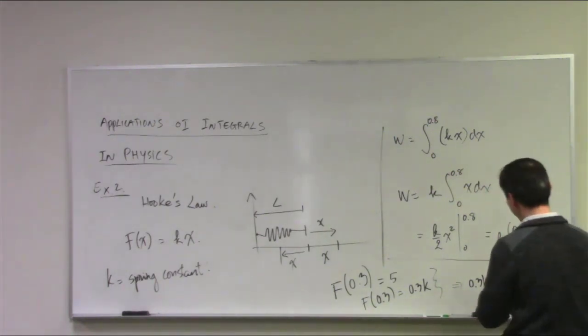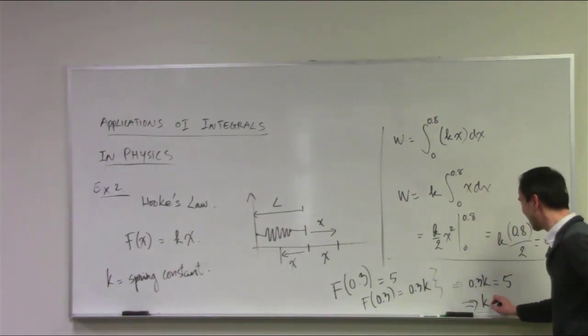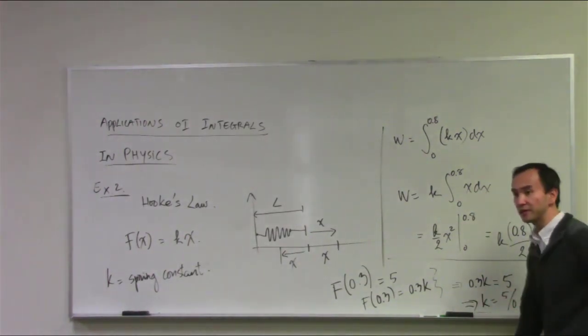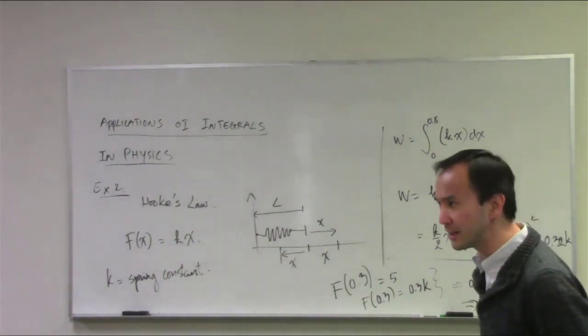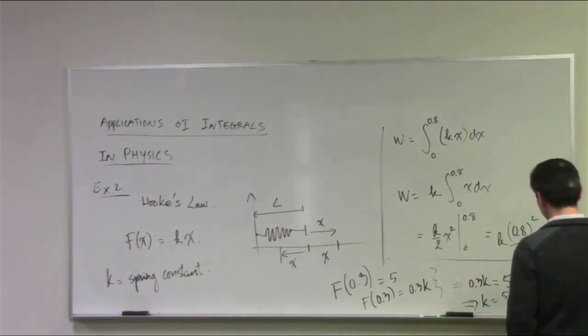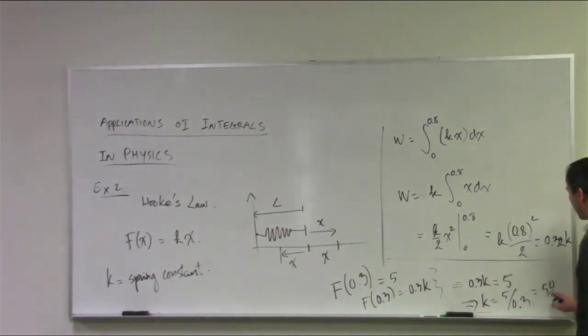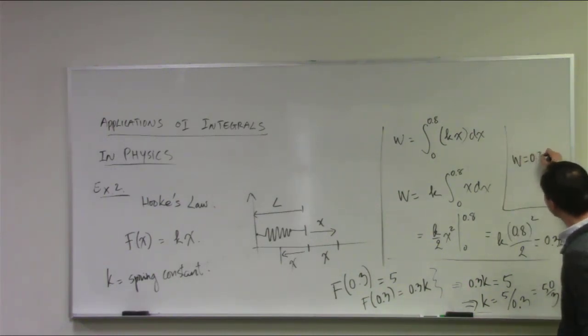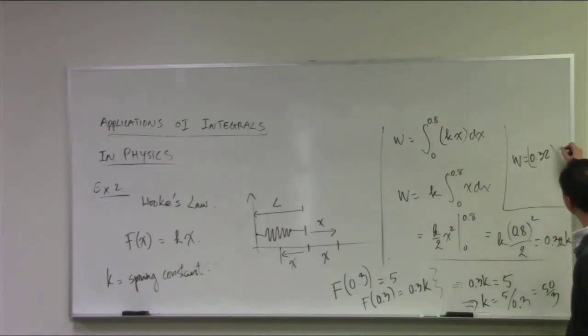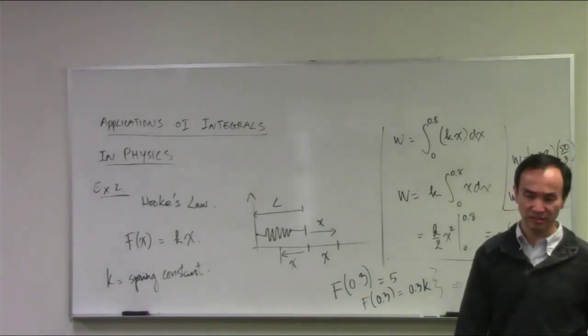Now we have access to finding out what k is. k is 5 divided by 0.3, and 0.3 is 3 over 10, so k is 50 over 3. Now, coming back to the work, we're ready to calculate the total amount of work. Work equals 0.32 times the k value of 50 over 3, and then we do the overall calculation. Feel free to give me the final answer in decimal.